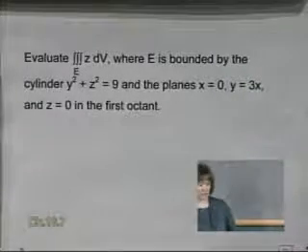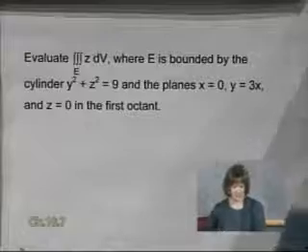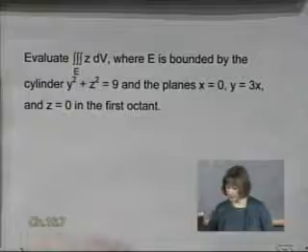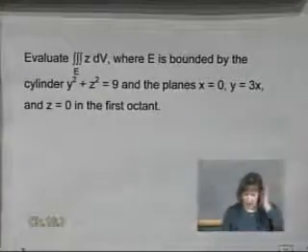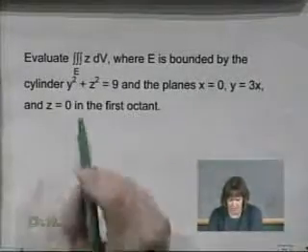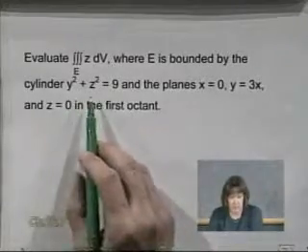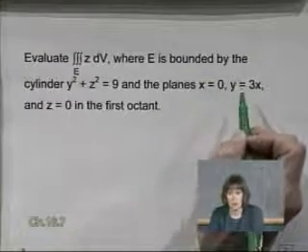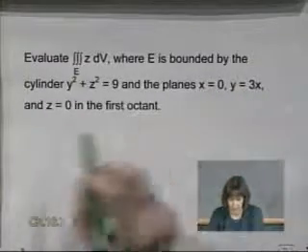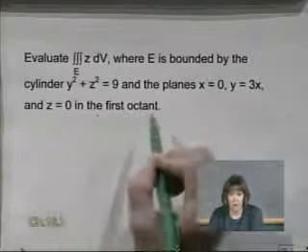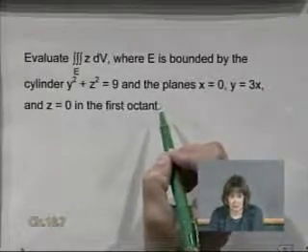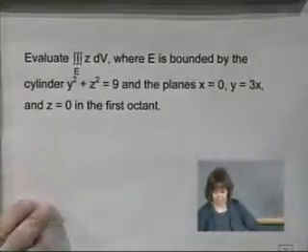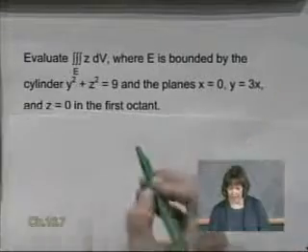Okay, now let's look at this one. This one, we might actually do this integration out. E is bounded by the cylinder y squared plus z squared equals 9, and the planes x equals 0, y equals 3x, and z equals 0, all in the first octant. Now before I put everything all together, we'll put it all together in a second, do you know what y equals 3x looks like?